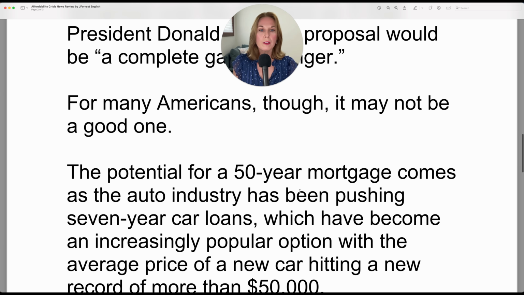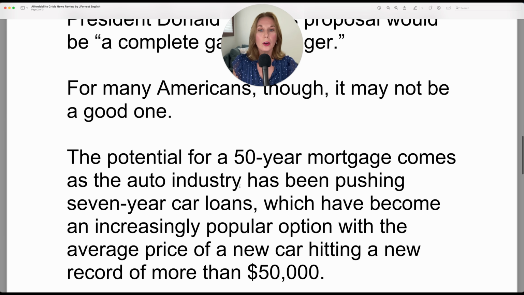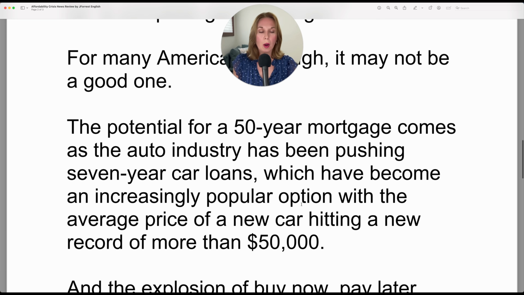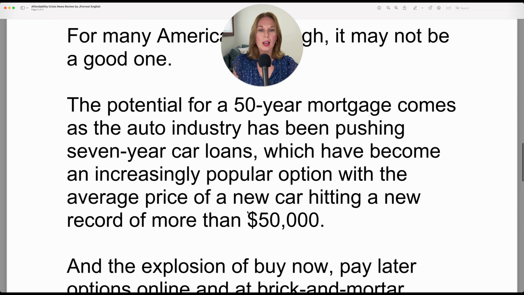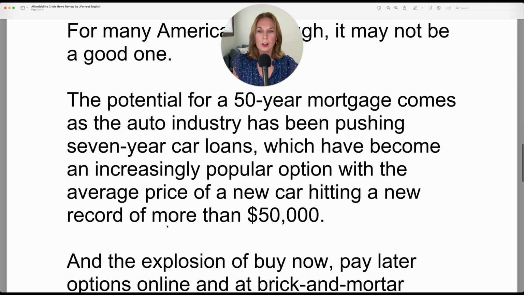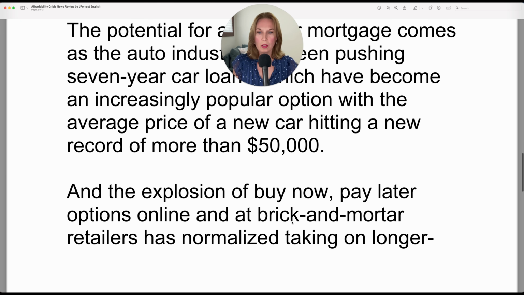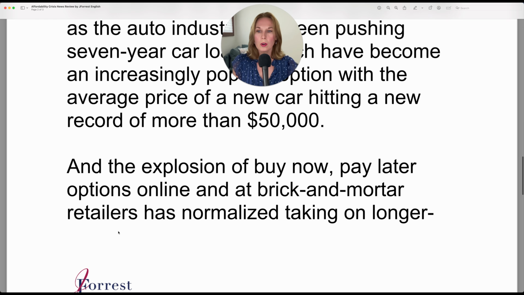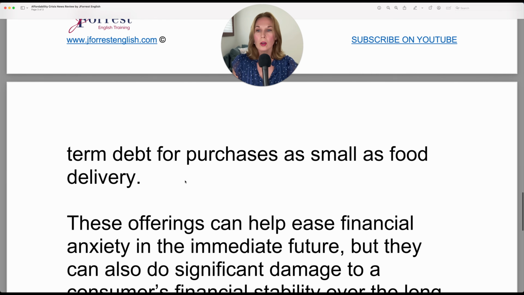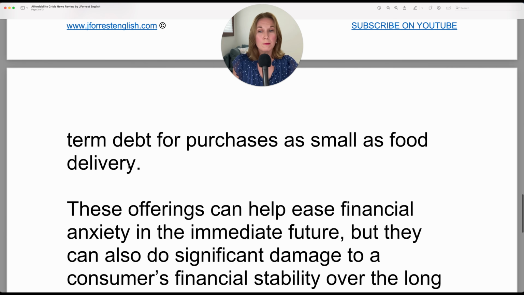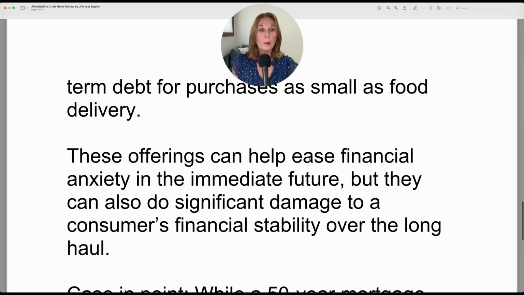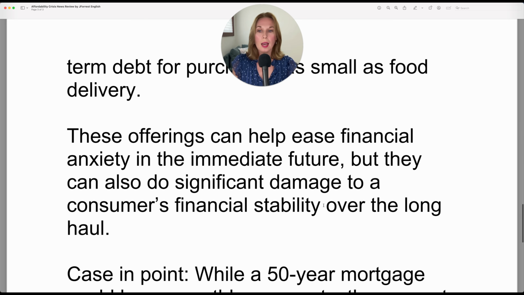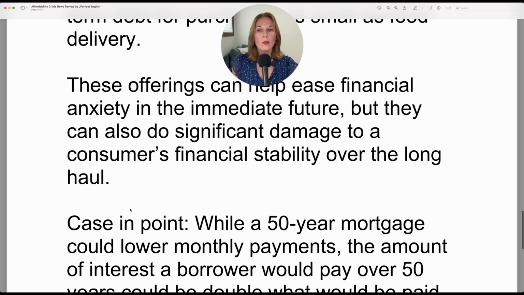The potential for a 50-year mortgage comes as the auto industry has been pushing 7-year car loans, which have become an increasingly popular option, with the average price of a new car hitting a new record of more than $50,000. And the explosion of buy now, pay later options online and at brick and mortar retailers has normalized taking on longer term debt for purchases as small as food delivery. These offerings can help ease financial anxiety in the immediate future, but they can also do significant damage to a consumer's financial stability over the long haul.